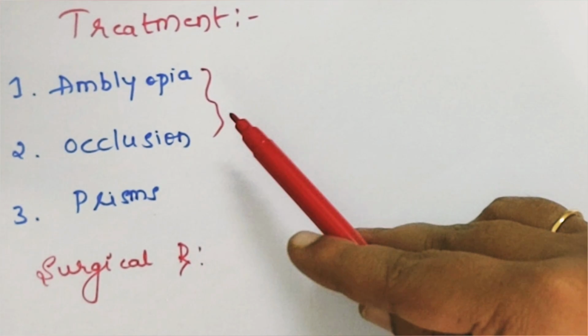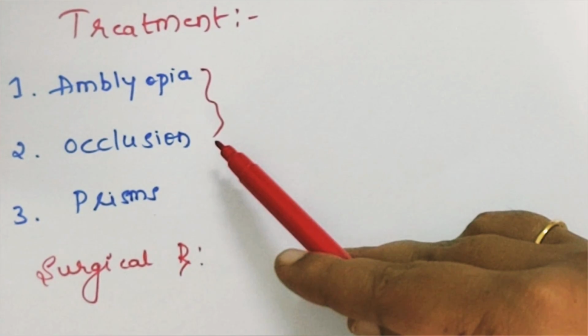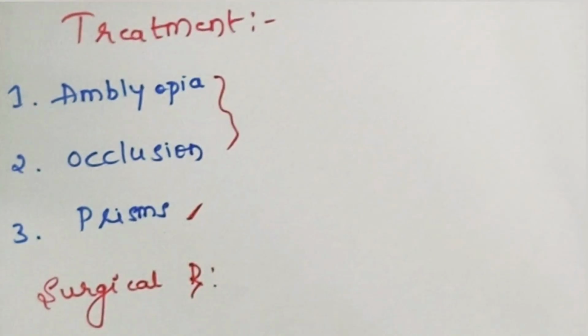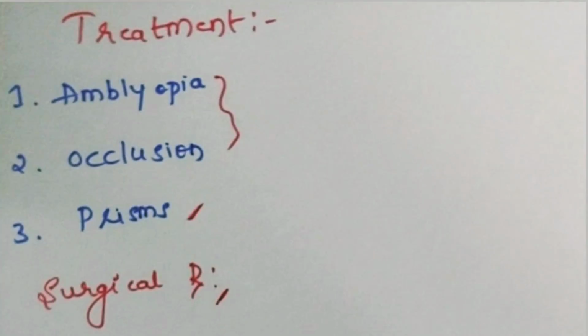For amblyopia and the management of amblyopia with occlusion therapy, I have a separate video in my videos. Please do watch that for more details. Then we can go for prisms to treat the double vision which the patient has. Next, moving on to the definitive management, that is the surgical management.